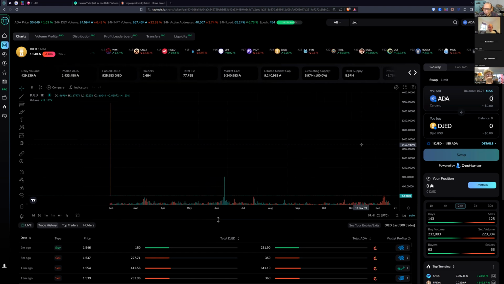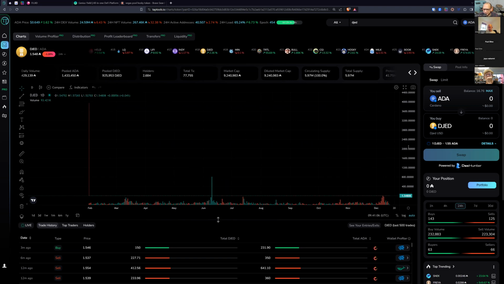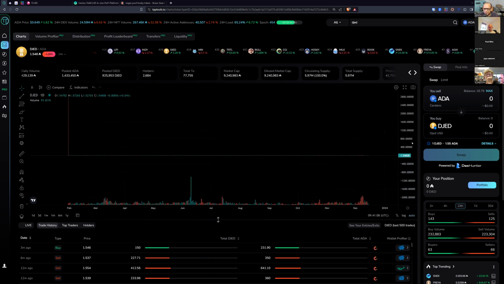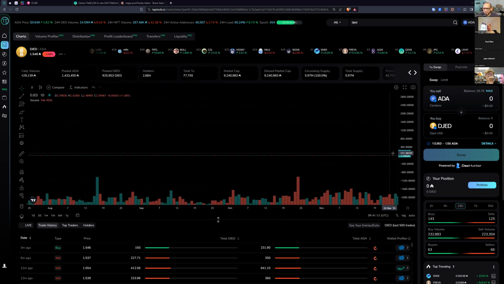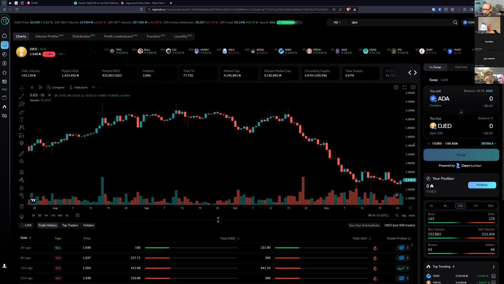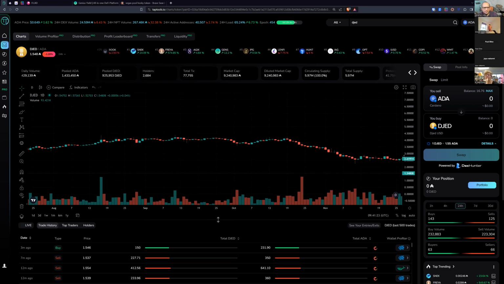Certainly, it's more prone to a little bit of depegging than some of the larger cap tokens. So it is still young. And so you can see these price movements up and down off the dollar peg. This is, of course, denominated in ADA, so you're not seeing a perfect representation.